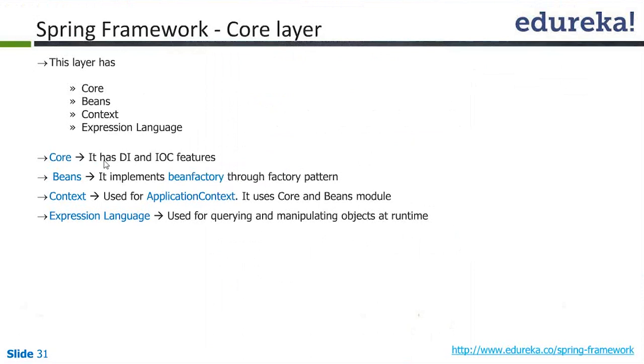Beans: this module implements bean factory through the factory pattern. It contains a bean factory interface, which is one of the IOC containers offered by Spring. And context is a module used for application context. So there are two IOC containers available through Spring Framework: bean factory and application context.